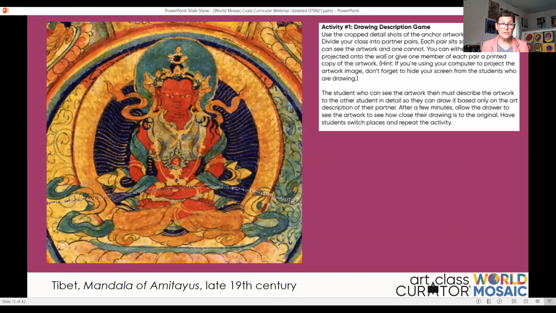Here's one that's called the drawing description game. This one is where a student is going to look at a piece of art and describe what they see, and students will draw based on what the describer is saying. So like if I'm describing to you, you're not seeing this piece of art, but I might say, start with a circle in the middle, create another circle in the middle, and inside that circle, draw a person sitting crisscross applesauce.